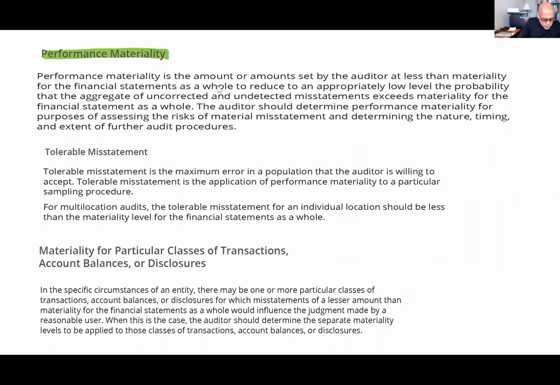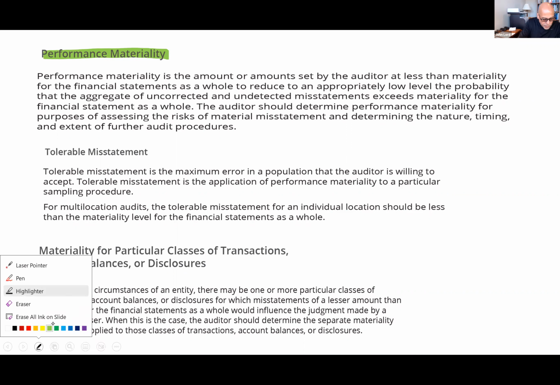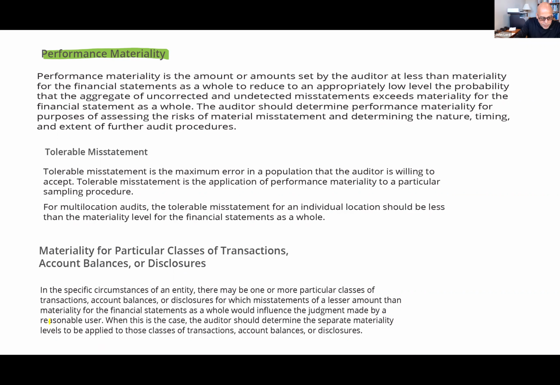Okay, here we go. So you can see that, and let's just take a look at that, that performance materiality is the amount or amounts set by the auditor at less than the materiality for the financial statements taken as a whole to reduce to an appropriately low level.